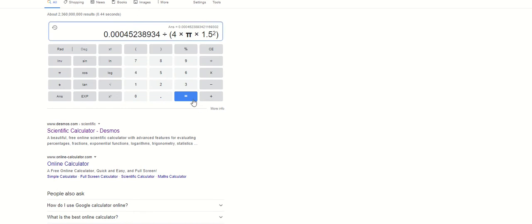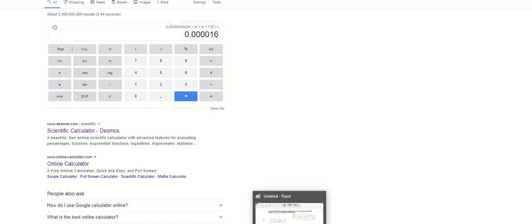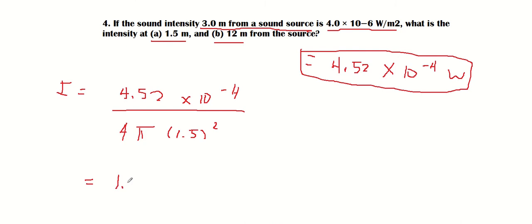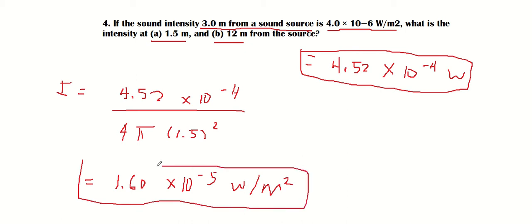Ito na siya. So, nakuha natin is, kung 2 decimal place, 1.60 times 10 raised to negative 5. Then, sound intensity unit is watts per square meter. Ayan. So, ngayon, nakuha na natin yung value dun kapag sa letter A. Ngayon, kunin natin yung sa letter B.